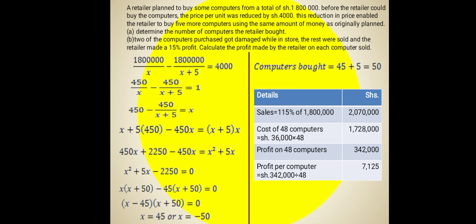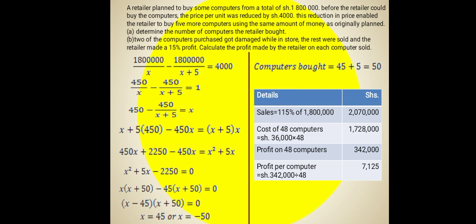If the cost of the computers was 1.8 million, and he made a profit of 15%, it means that the retailer sold the computers at 115% of the cost price. If we do that, we get the sales price to be 2.07 million.